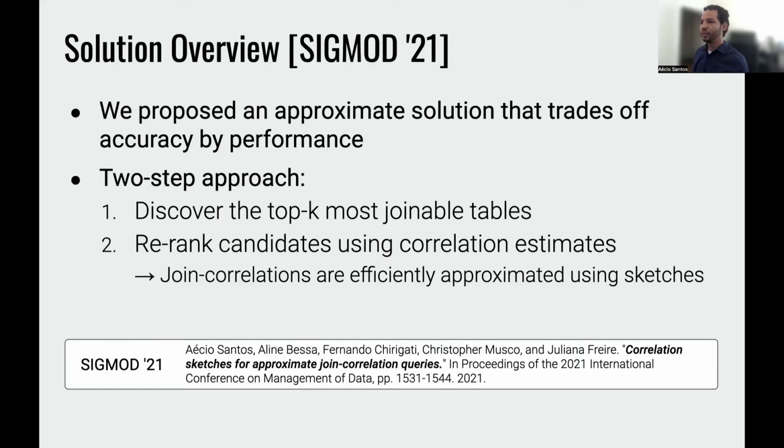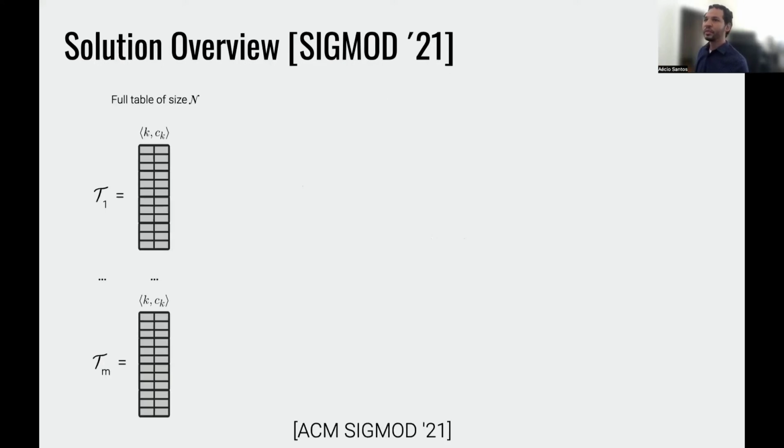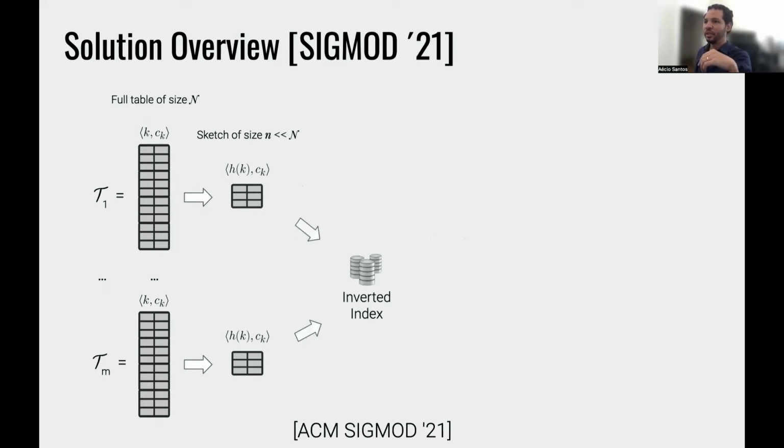So essentially, we are not materializing the joins, but first we compute data summaries of the tables, and then use these data summaries to estimate efficiently the correlations. So here is an illustration of how this happens. The idea is that we have initially the tables. For each table, independently, we create sketches. And using these sketches, we create an inverted index that supports queries.